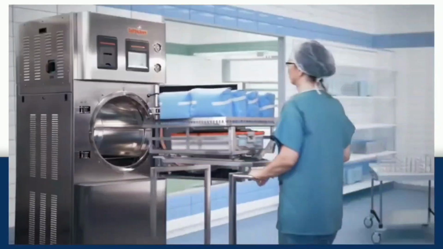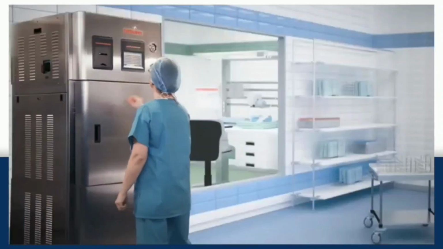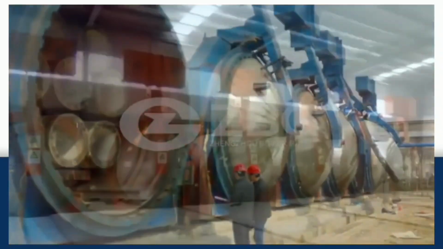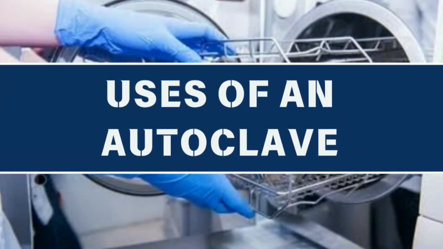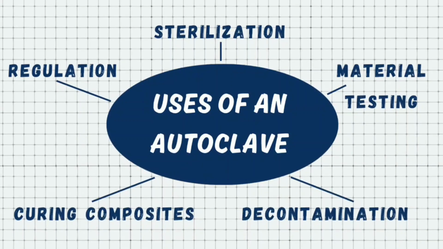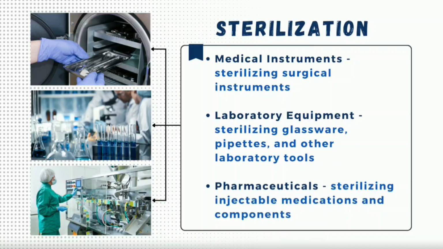It is considered a more effective method of sterilization as it is based on moist heat sterilization, and it ensures safety and reliability by using high temperature and high pressure steam. Let's proceed to the uses of an autoclave. It is used for sterilization, regulation, curing composites, decontamination, and material testing. Medical instruments, surgical tools, laboratory glassware, injectable medications, and components are sterilized using an autoclave.